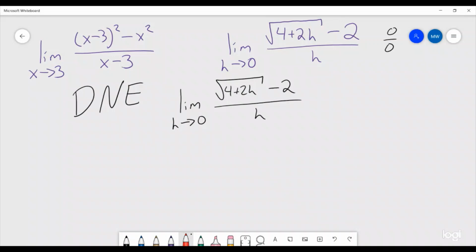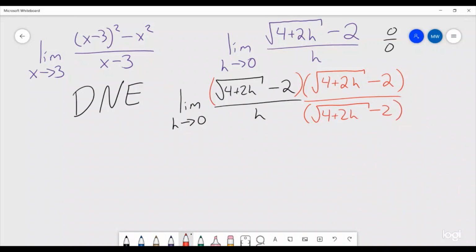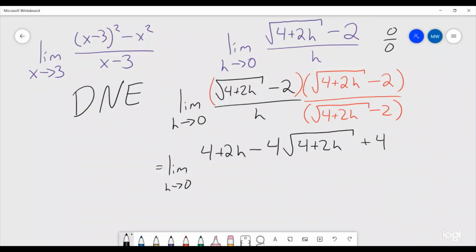So what we might try is, what if I just take everything and multiply by the top again? Multiplying by the top is basically squaring it, so that should get rid of the square root, right? So if we do that, what we would end up with on the top is the limit as h goes to 0 of 4 plus 2h minus 4 times the square root of 4 plus 2h plus 4. It's not exactly what we were hoping for. We'd hoped we'd have gotten rid of the square roots.